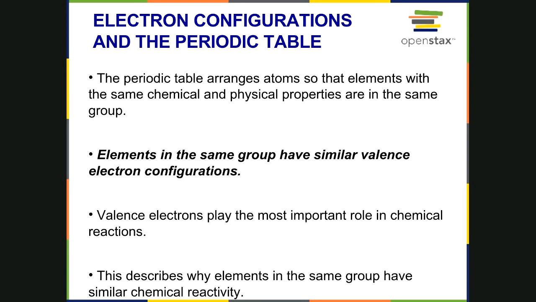Okay, so going back to the periodic table. The periodic table is organized by electron configurations and the way the electrons are in their orbitals. So we see that elements, because they have similar valence shells, have similar chemical reactivities. When elements react, it's the valence electrons that play the most critical role in those chemical reactions. So elements in the same group have the same number of valence electrons, so they're going to exhibit similar chemical reactivity.